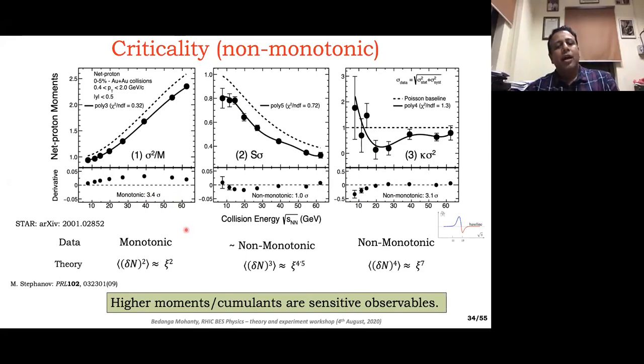Remember, the theory tells us that the higher the order of the moment, the more sensitive it is to the physics processes we are looking for.